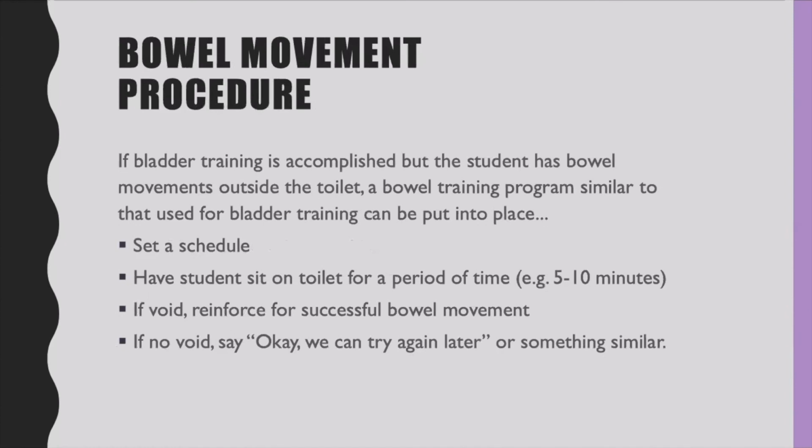If your student is bladder trained but needs bowel training, you're going to use similar procedures. You're going to set a schedule, have the student sit on the toilet for a period of time, say 5 to 10 minutes. And if they void, you reinforce for successful bowel movement. If no, okay, we'll try again later. This is easier done at home than it is at school, depending on the student's schedule.